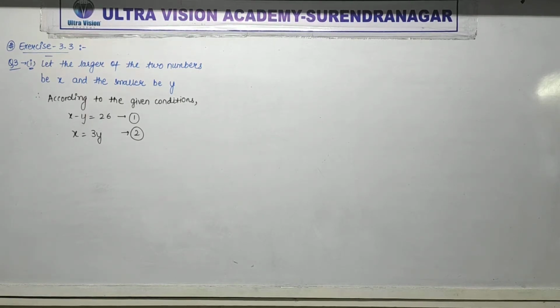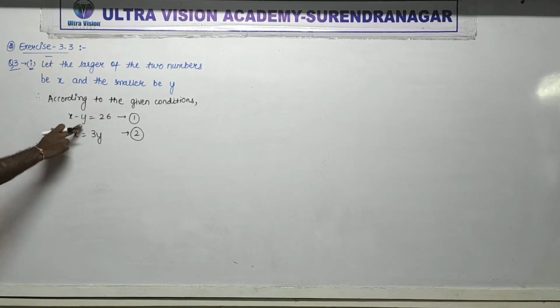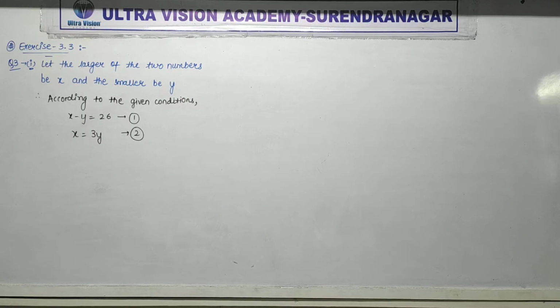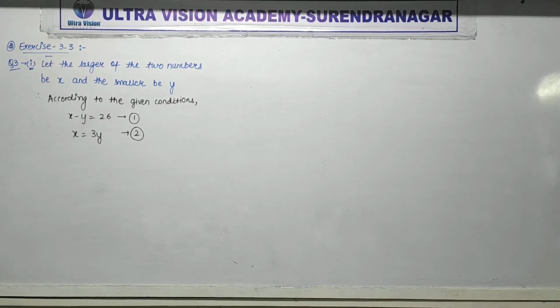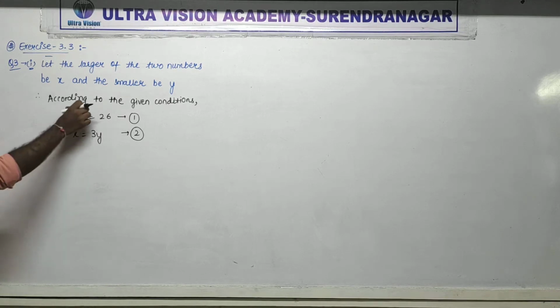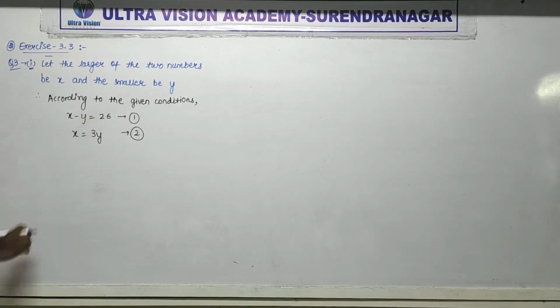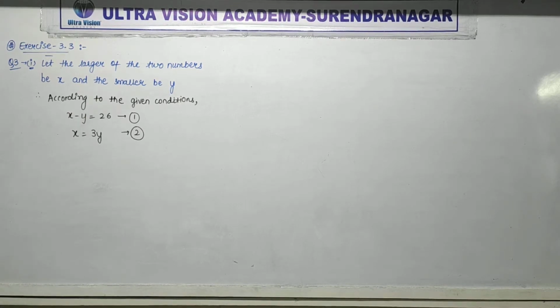Obviously, if the answer is 26, that means it is a positive number, so we will always subtract the smaller one from the larger one. Larger minus smaller will give us a positive answer, and larger is equal to 3 times the smaller. So we are given the conditions, and based on the conditions, the equations are here. Yes or no? Yes. Okay.